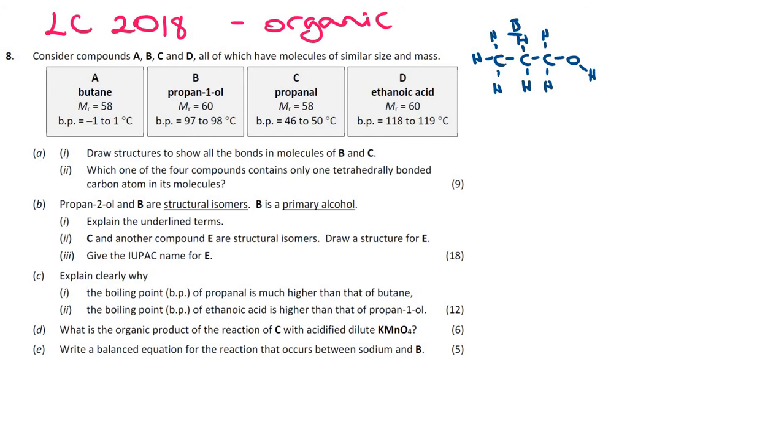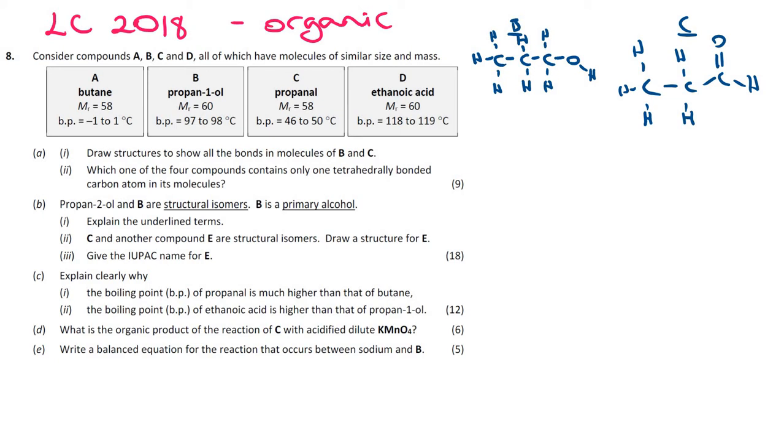And C is propanal. So C is essentially what would happen when that molecule gets oxidized using sodium dichromate and sulfuric acid. But you've got 3 carbons, and the last carbon is a carbonyl, so it's got a C double bonded to an oxygen and 1 hydrogen attached to the carbon.